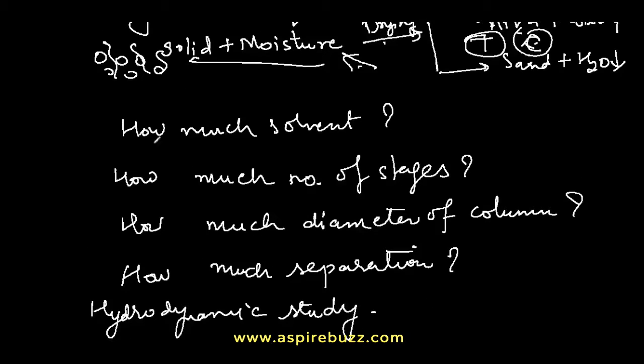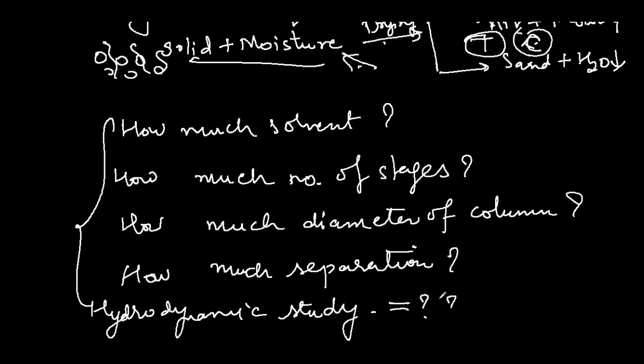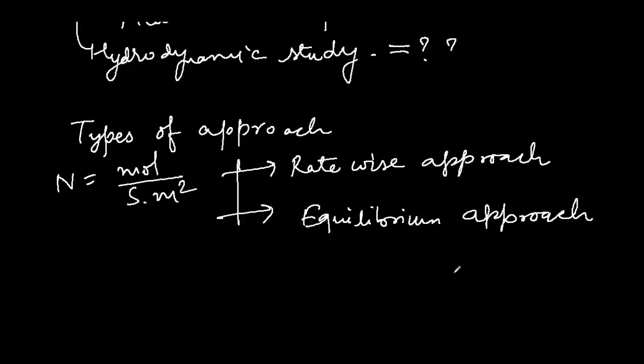So what are the set of questions that may be asked of you as a design engineer or a chemical engineer in the GATE exam? They may ask what is the amount of solvent required for the process of leaching, extraction or absorption. How many equilibrium stages are required to perform a particular operation? How much diameter of column is required? How much length of column is required? How much separation you want to do? They may also ask questions based on hydrodynamic study. These are the set of questions that may be asked.